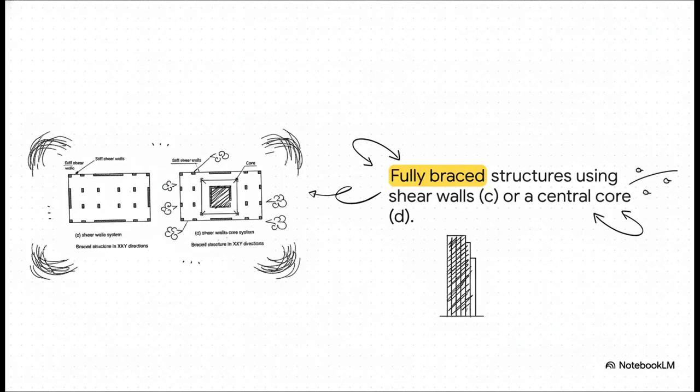And this just builds on that last idea. Here you can see fully braced systems. You can use shear walls on both axes, like in C, or you can use a stiff central core, like around an elevator shaft in D, to brace the entire building in every direction.